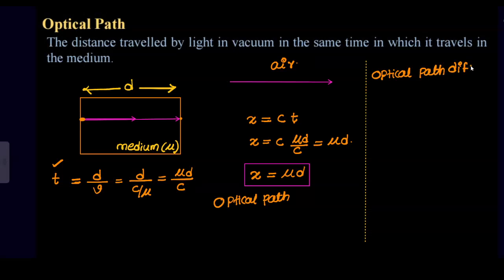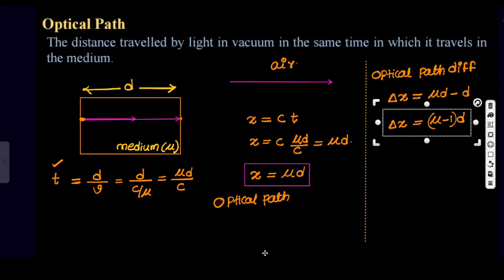We should call this delta x, and it is given as follows. The distance it travels in air is mu d, and in a medium it is d. Then we have delta x equal to (mu minus 1) into d. This is the optical path difference. Delta x is called the optical path difference.